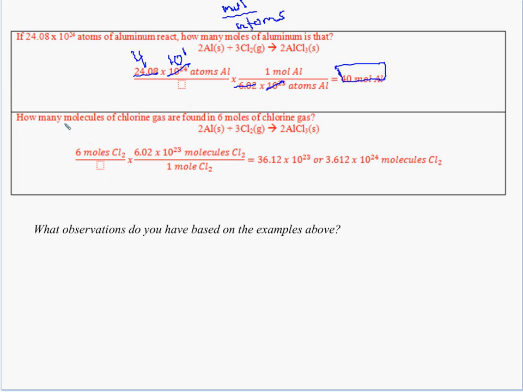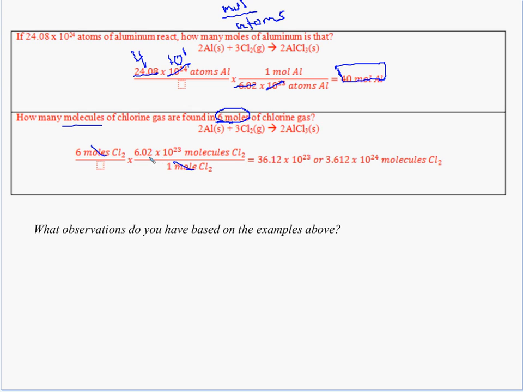Okay, how many molecules? So now it's asking for molecules. That's going the other way. How many are found in 6 moles of chlorine? So we're starting with moles of chlorine. Moles on bottom, molecules on top.